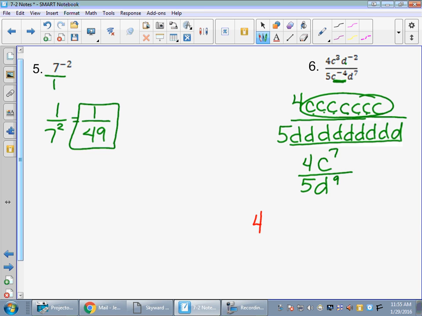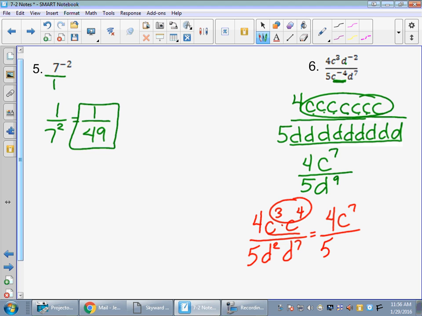So I'll write the 4, I'll write the c to the 3rd because it's positive, but I'm going to bring that c to the 4th up and make it positive. My 5 stays down below. My d to the negative 2 goes down below and becomes positive 2. That's d to the negative 2nd. And then d to the 7th stays on the bottom. So even though we're dividing, because the c's are now multiplying, I have to add their exponents. So 4c to the 7th over 5d to the 9th.